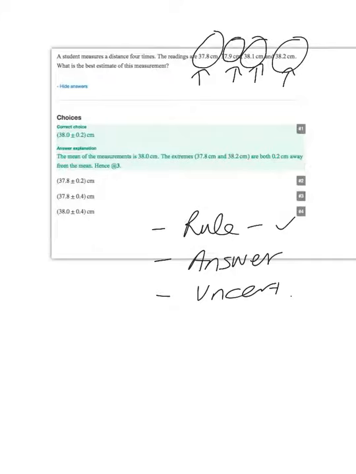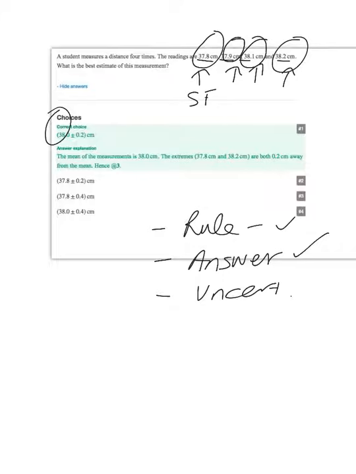Secondly, we're going to work out our answer. So work out the average here of 37.8, 37.9, 38.1 and 38.2. And the answer should be 38.0 using the correct number of significant figures.